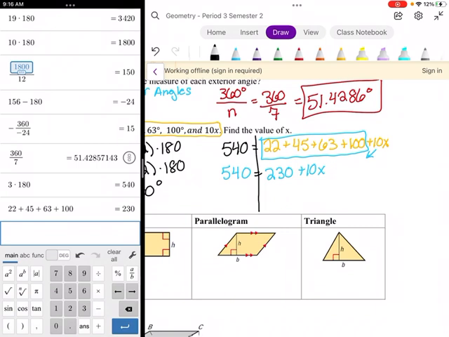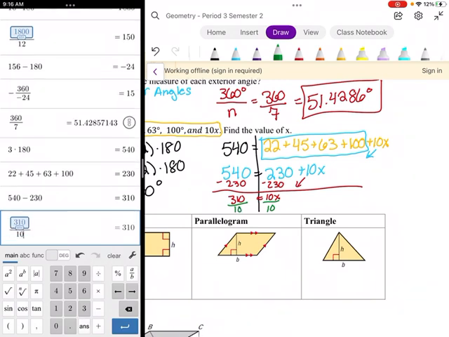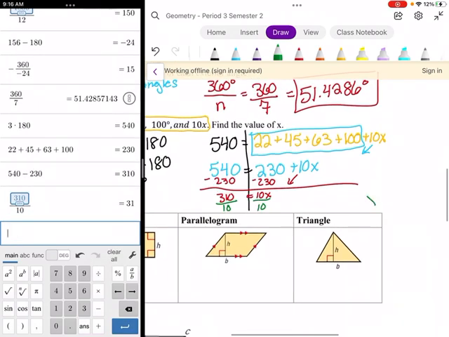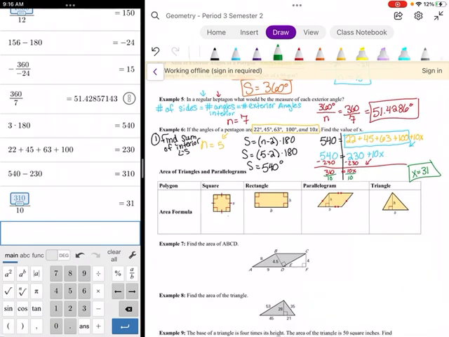Now we need to get x by itself, so we're going to start by subtracting 230. And 540 minus 230 is going to equal 310, and bring down our 10x. And our last step would be dividing by 10. And when we do that, we are going to get x equals 31. And because it's just the value of x, we're not going to have a label on it, so it's not degrees, not inches, or anything like that. It's just x equals 31.